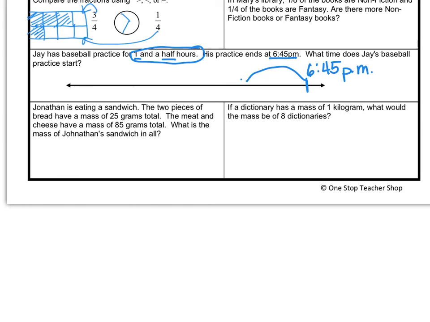Now 1 whole hour backwards would put us not at 6:45, but at 5:45, still p.m. And another half hour backwards, that means we're going to subtract 30 minutes. So 5:45 backwards 30 minutes will put us to 5:15 p.m. I'm going to circle that because that's my final answer. That's when Jay's baseball practice starts.